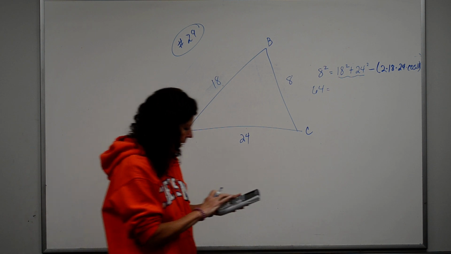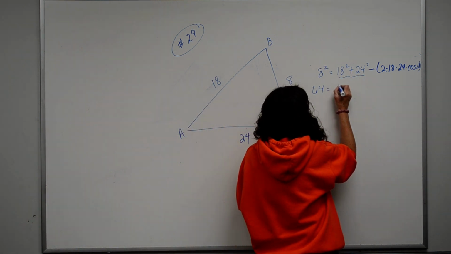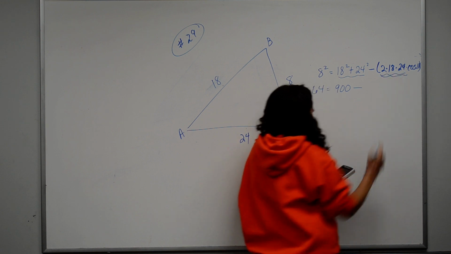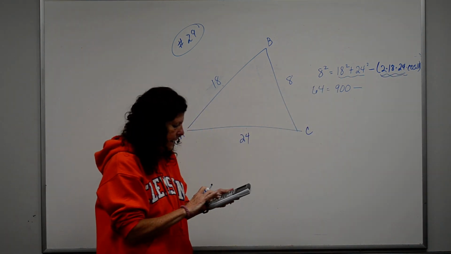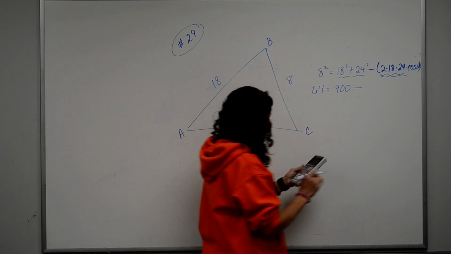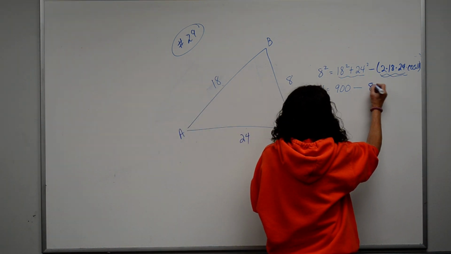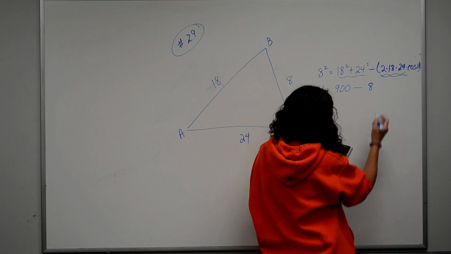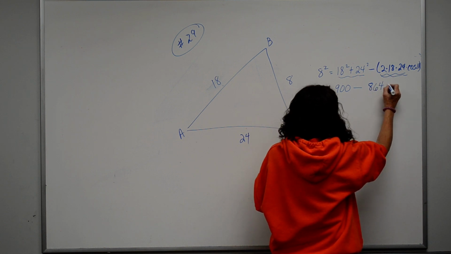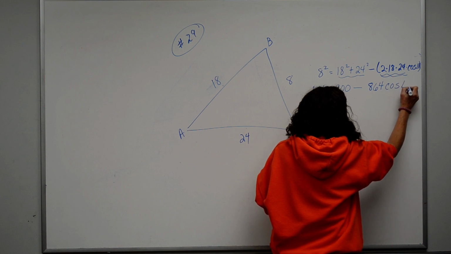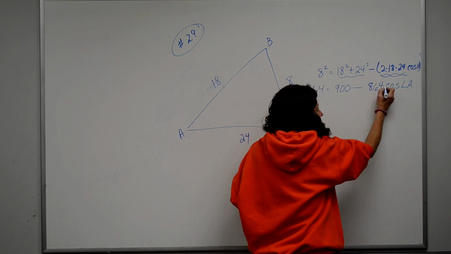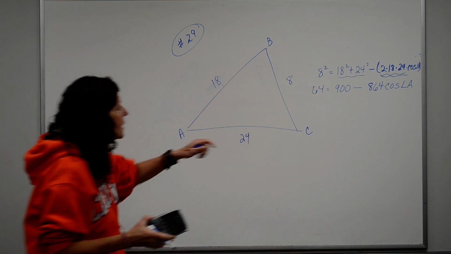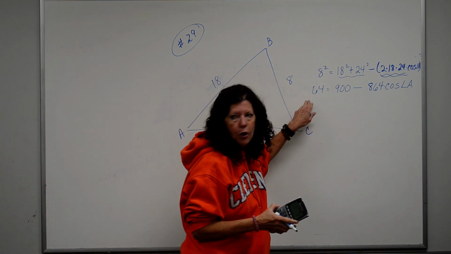plus 24 squared, which is going to give me 900, minus, then I'm going to do those three numbers right there, 2 times 18 times 24, and that's going to give me, that doesn't seem right, hold on. I guess I did it. Okay, 864 times the cosine of angle A. Because the 864 is multiplied by the cosine of angle A, I have to get rid of this part first.